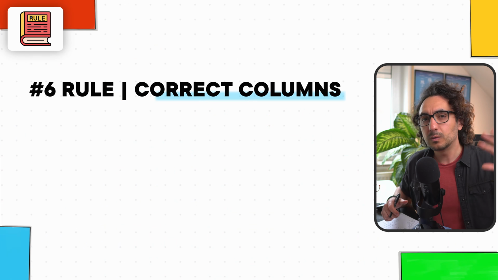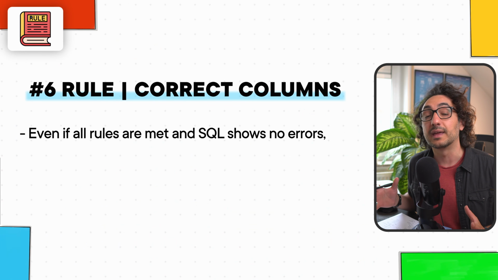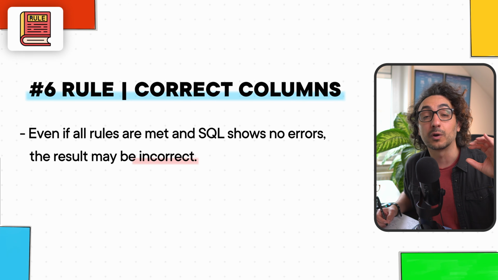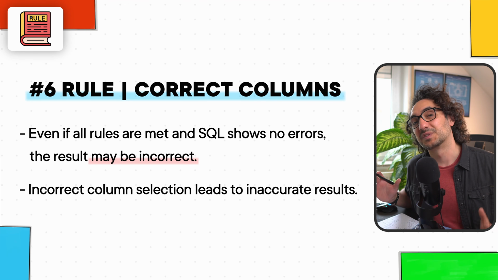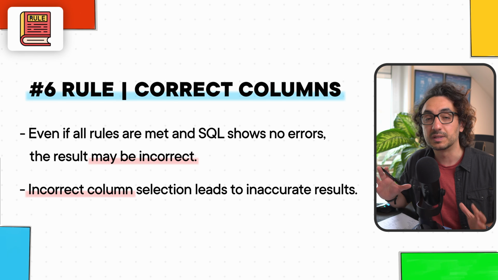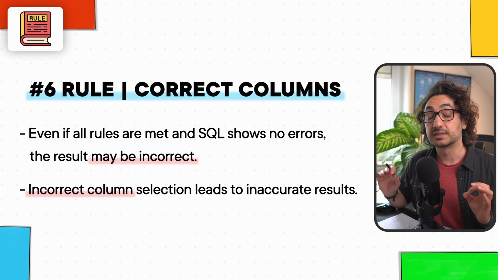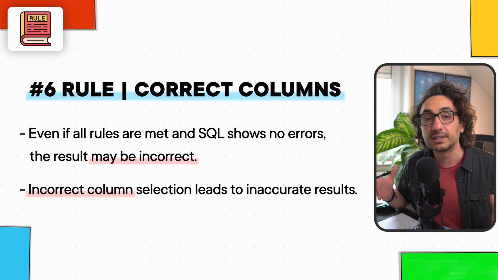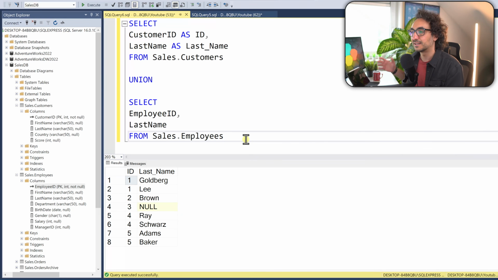All right, now to the last rule, matching the correct information. If in your query you fulfill all other rules and you don't have an error in SQL, that doesn't mean that your result is accurate and correct. You are the only one responsible for mapping the information between queries correctly, because SQL doesn't understand the content and the information of your tables and queries. If you don't match the information correctly between the queries, you will get inaccurate and wrong results in the output.